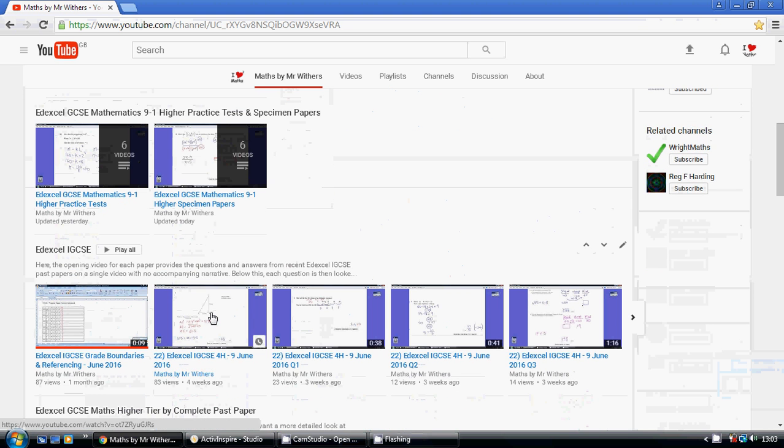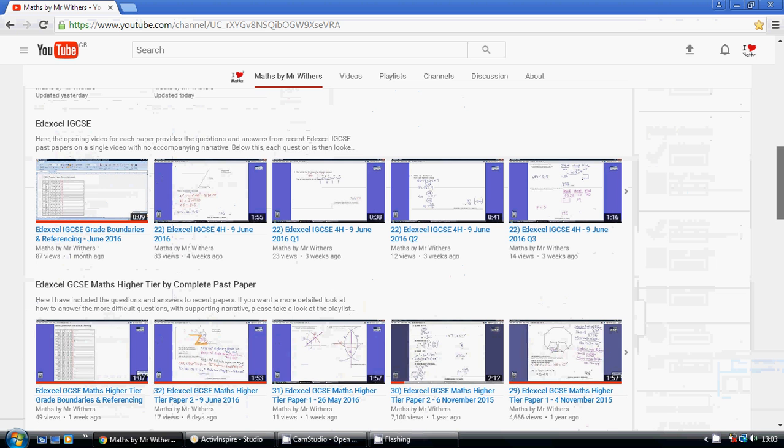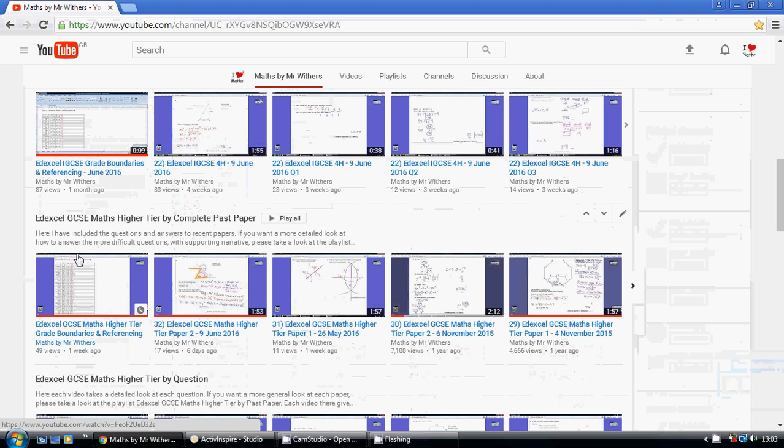Below that, because I know some schools in the private sector are sticking with the IGCSE, I've got all the recent IGCSE papers and the grade boundaries here. So basically all the papers there for IGCSE. Underneath that, all the good old-fashioned GCSE papers, higher throughout, so all the papers up until last June. Of course it's changing a bit, but it's still not a bad source for past paper practice.